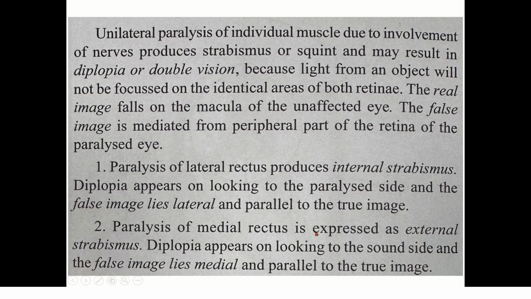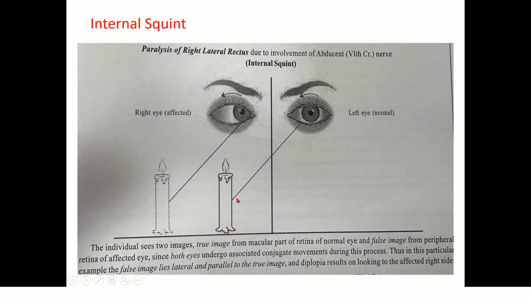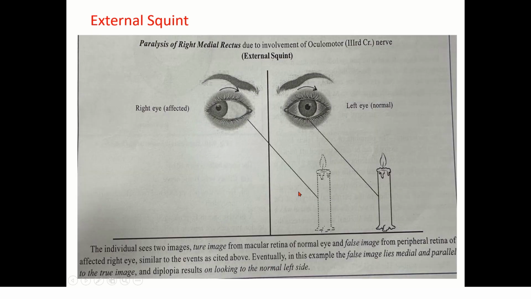In the same way, in medial rectus paralysis, the false image lies medial and parallel to the true image. In lateral rectus damage, diplopia appears on looking to the paralyzed side, whereas in medial rectus damage, the diplopia appears on looking to the sound or normal side. You can see here, this is the right lateral rectus paralysis. You can see the false image is lateral to the true image. And here you can see this is the medial rectus paralysis, with the false image lying medial to the true image.